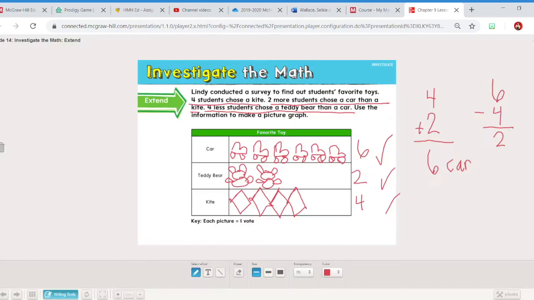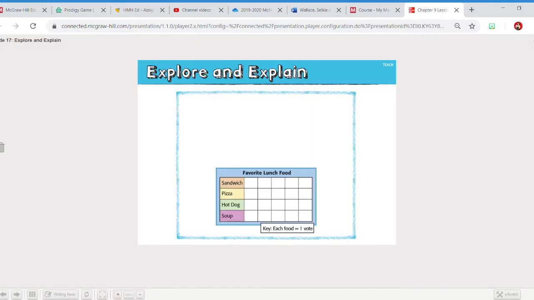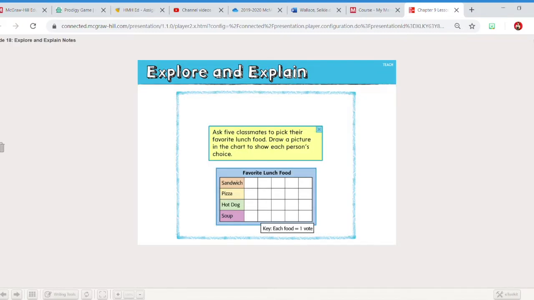Let's go to our explore problem that is on your math packet as well. So I'm going to read the little note on here. We're going to ask 5 classmates to pick their favorite lunch food. Draw a picture in the chart to show each person's choice. So because, again, we don't have classmates with us, you can ask your family members, you can ask your stuffed animals.